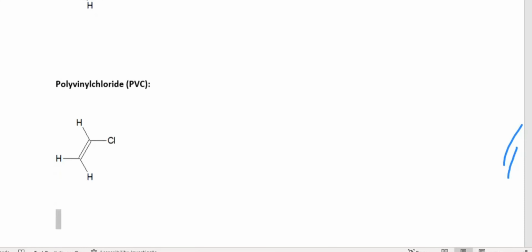PVC is used for piping. The white pipes that you see being used in your house, that's PVC, the white pipe. You know what I'm talking about, yes?